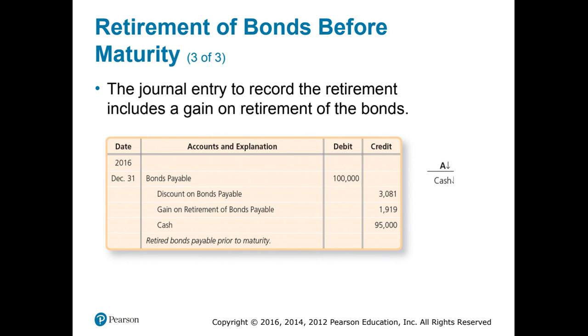So the journal entry to record the retirement includes a gain on retirement of the bonds. So here we have a debit to bonds payable for 100,000, a credit to discount on bonds payable for 3,081, a credit to gain on retirement of bonds payable for 1,919, and cash has a credit of 95,000. And we retired bonds payable prior to maturity. Does anybody have any questions on this one? No? Okay.